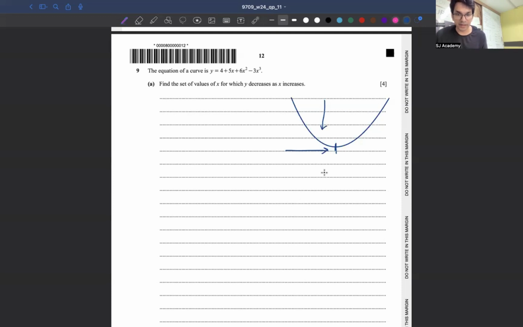Or even if we make the curve this way around, for this part, let's say this is point O and this is A. From O to A, as x is increasing, y is decreasing. It means that the gradient for this part is negative. So we can write dy/dx as less than 0. So we now know that for this case, dy/dx must be less than 0. First, we'll find the expression for dy/dx. So dy/dx will be 5 plus 12x minus 9x squared.